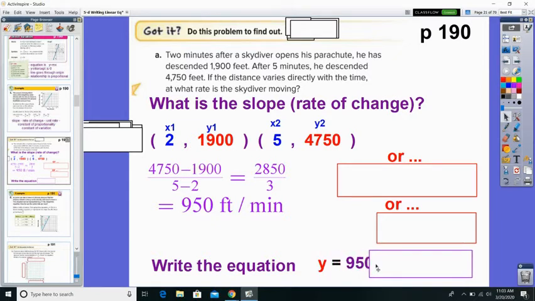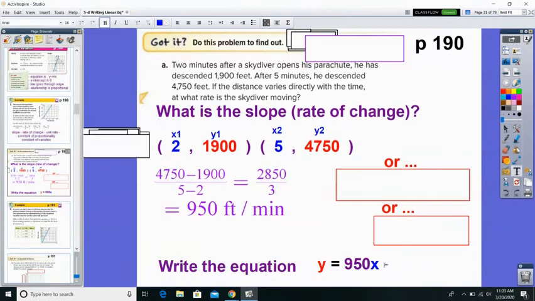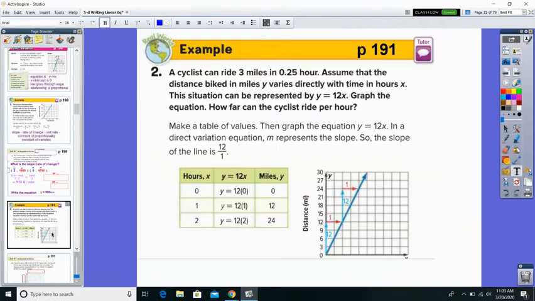Y equals 950x. Now, if the skydiver has not opened his parachute or started skydiving yet, he has not descended any. So I'm going to add plus 0 right on the end. So we actually see that our y-intercept is 0. So your equation would be 950x plus 0. That is a direct variation because your starting point is 0. It is a slope of 950 feet descending.